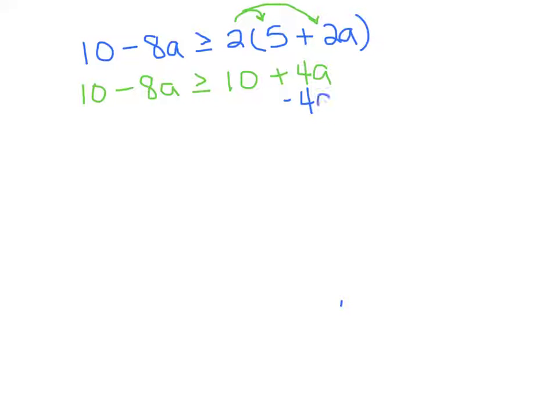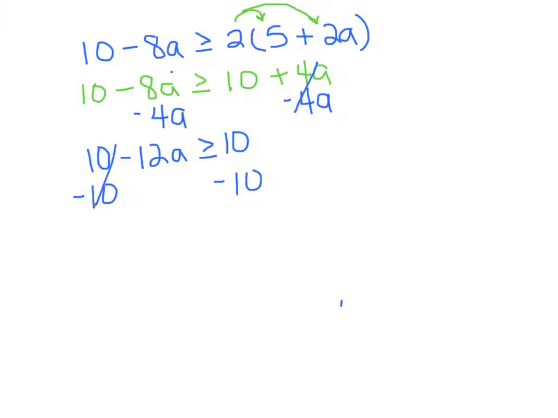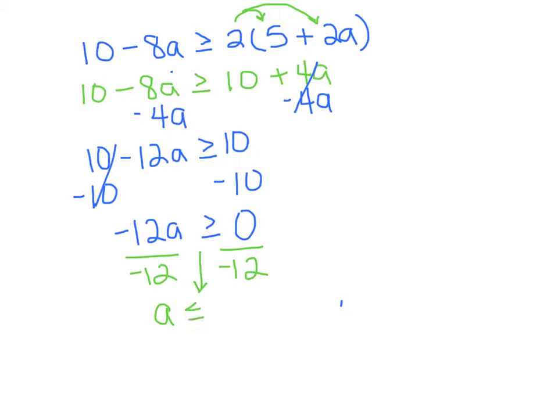Now we want to get our a's on the same side. So minus 4a, minus 4a. Bring down the 10, combine like terms, bring down the inequality, bring down the 10. Now we have minus 10, minus 10. Bring down the negative 12a, bring down the inequality, this makes 0. Some people kind of struggle whenever that's 0. It's okay to have 0 on one side of an inequality. Now we're going to divide by negative 12, divide by negative 12. Because I divided by a negative, I must change the direction of the inequality, and I have a is less than or equal to 0.